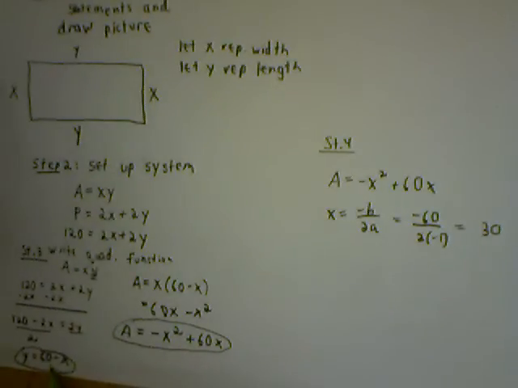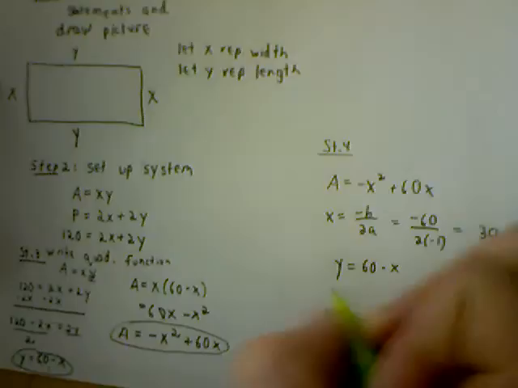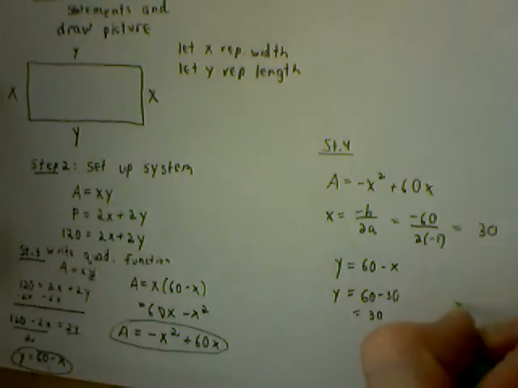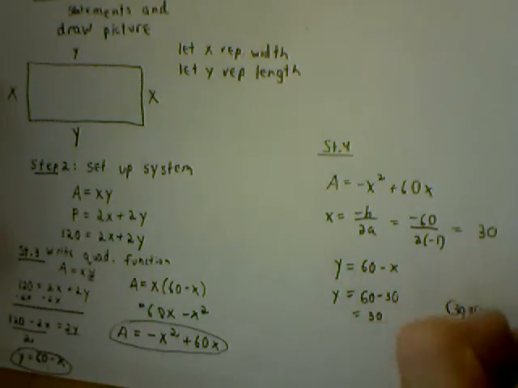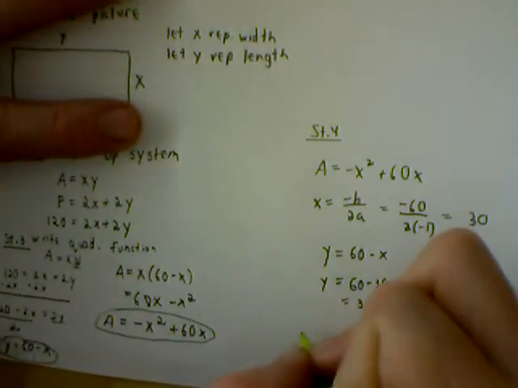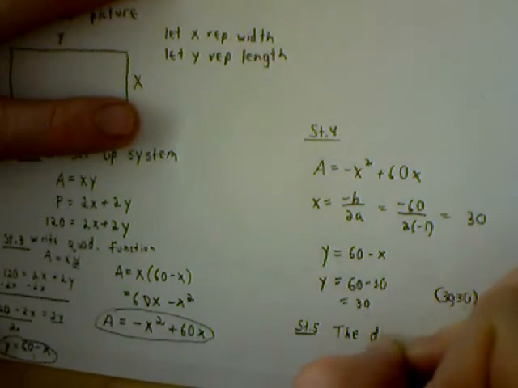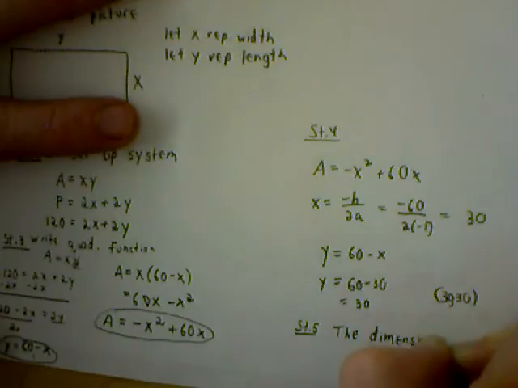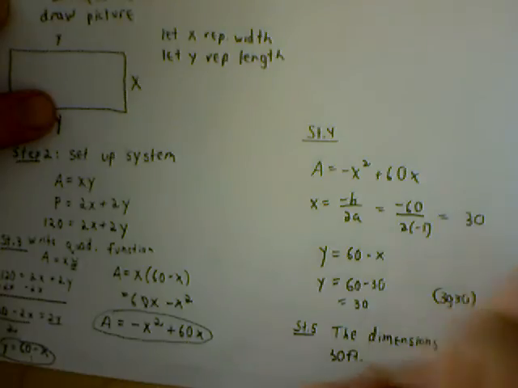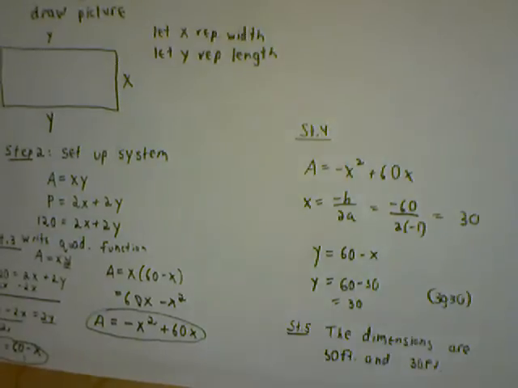I'm going to use this equation down here because y is already by itself and nicely isolated. y equals 60 minus x, so y equals 60 minus 30, or 30. So my ordered pair is 30, 30. Those are the dimensions that maximize my area. So let's go ahead and do step 5: write a complete sentence, please. The dimensions that maximize area are 30 feet and 30 feet. And we're done.